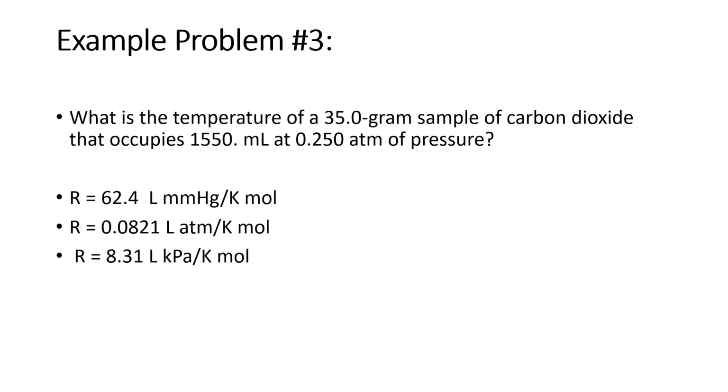All right. So in this one, we have 35 grams of carbon dioxide. And we have atmospheres and we have milliliters. So we know we first have to move that milliliters to liters, right? Move that over 3 places. Atmospheres is fine. Grams is no good. So grams have to go to moles.